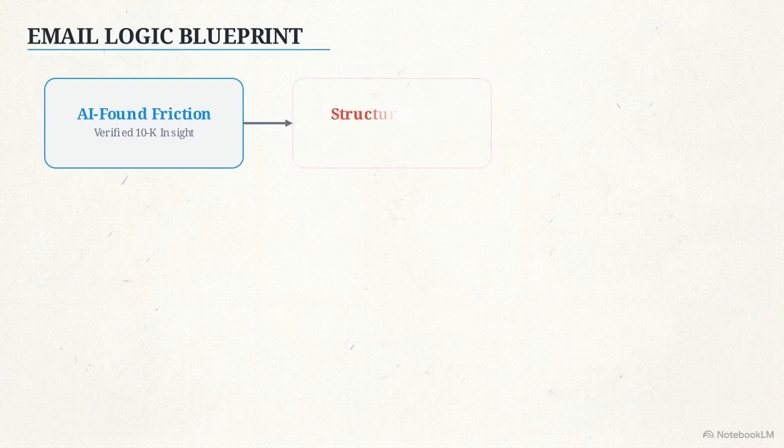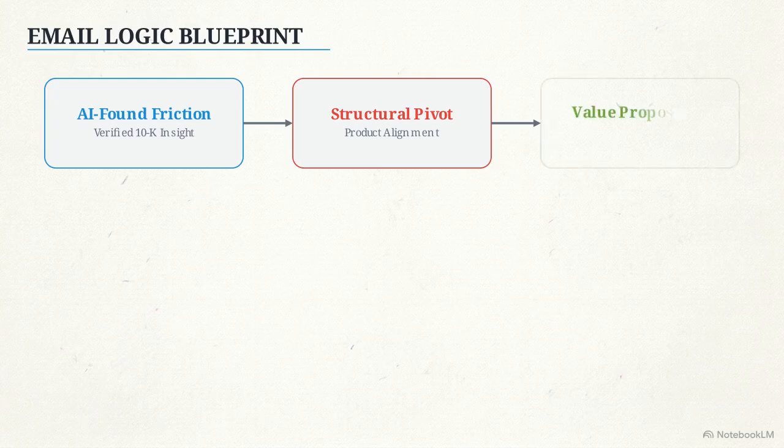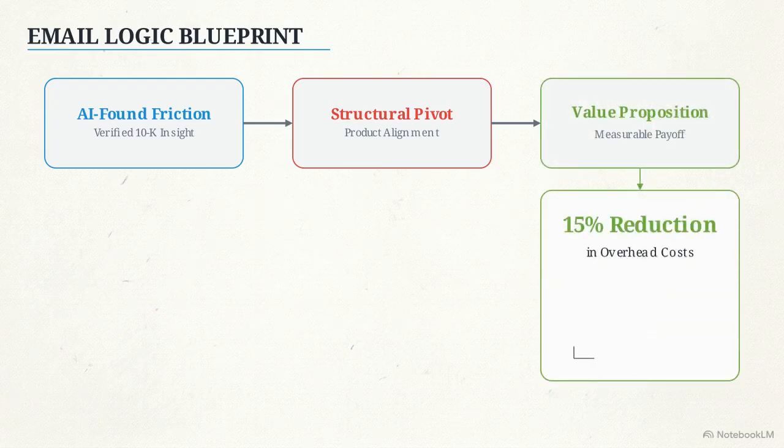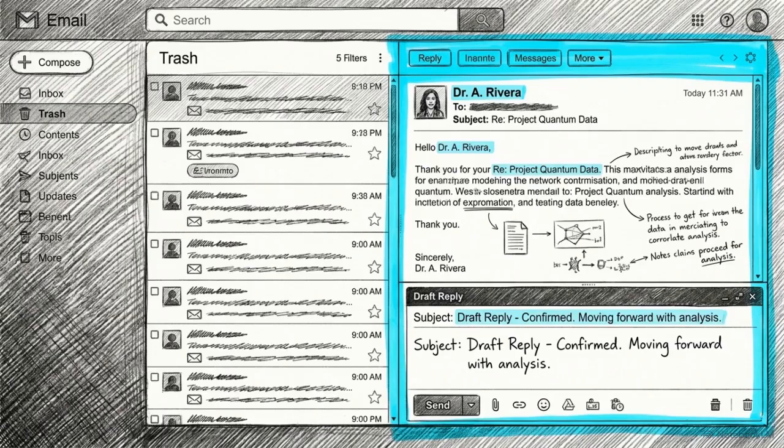This diagram maps the email logic. Start with the verified pain point, the friction the AI found, then structurally pivot to your human strategy and solution. Illustrate the payoff by offering a highly specific value proposition, like a proven 15% reduction in that overhead. This deliberate synthesis of hard financial data and tailored human empathy is what separates robotic spam from high-converting outreach.